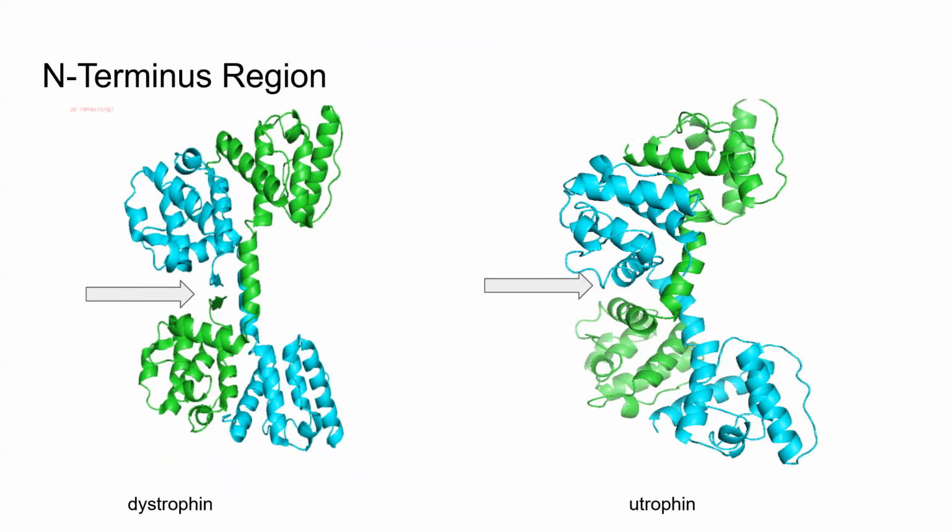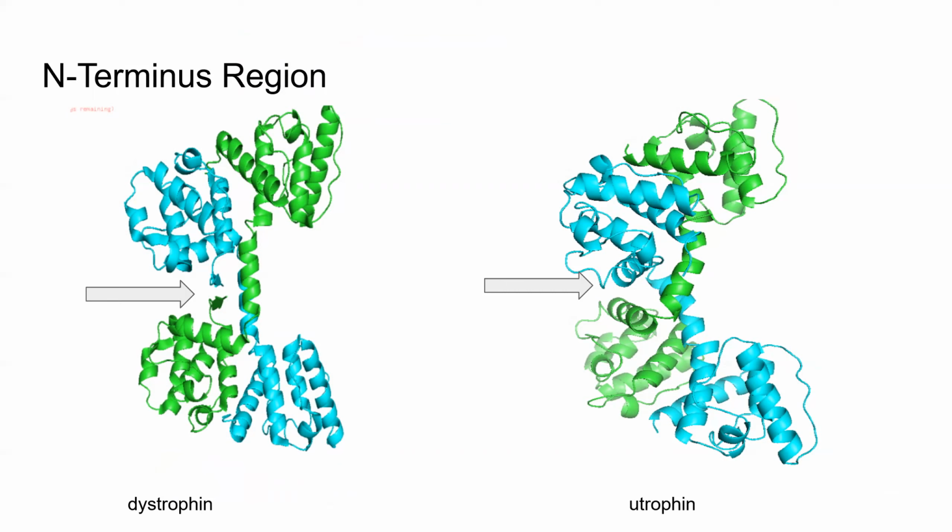So the first structure in dystrophin that has been imaged through X-ray crystallography is the N-terminus region, which is responsible for binding to F-actin. As shown here on the left, this domain from dystrophin is comparable to the image on the right, which is the domain found in utrophin.